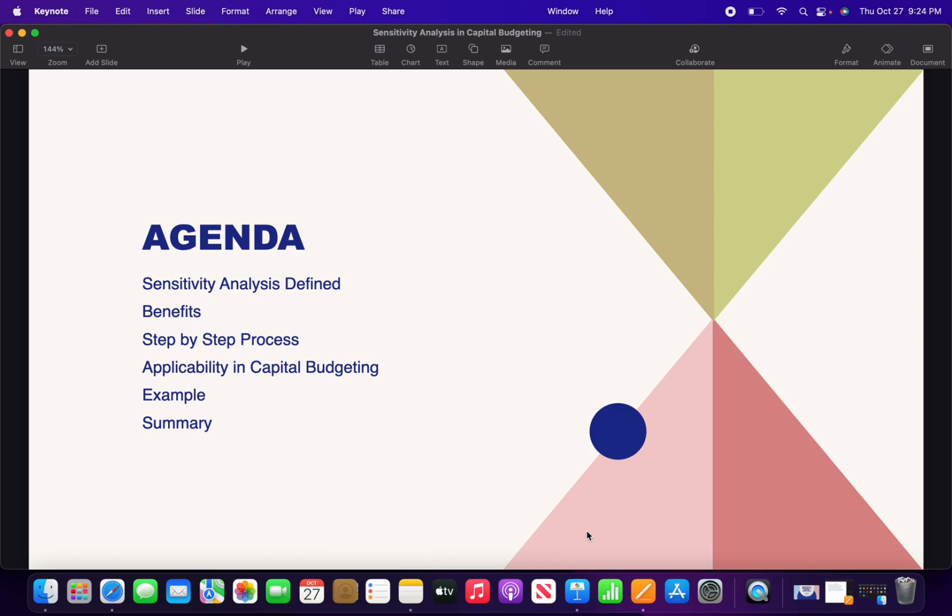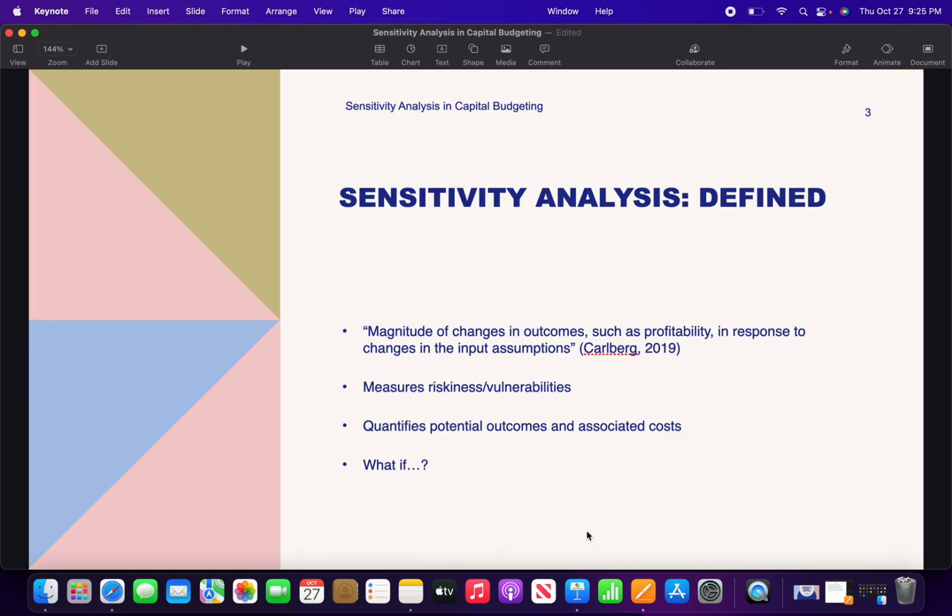for businesses. So what is a sensitivity analysis? Conrad Carlberg provides a fundamental definition in his book, Business Analysis with Microsoft Excel. He says it's a magnitude of changes in outcomes such as profitability in response to changes in the input assumptions. So now that it's defined, let's simplify it even further.